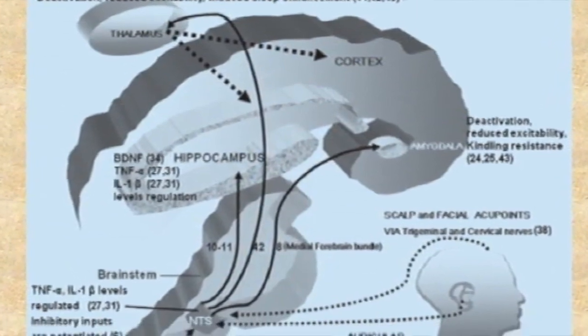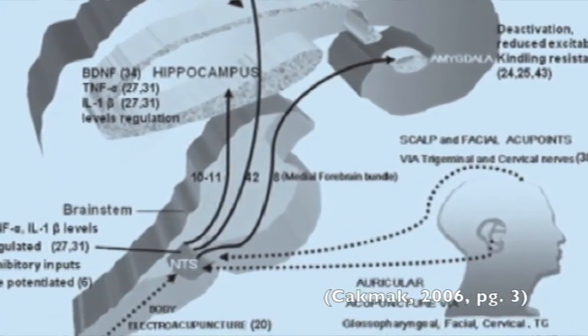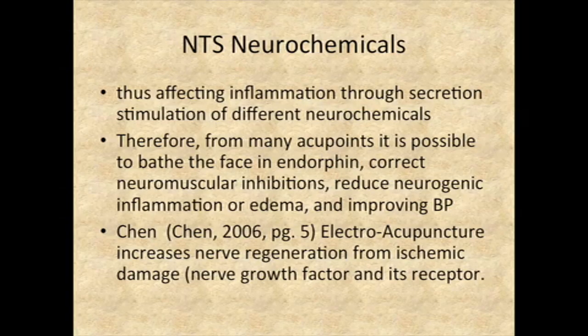Now, Kak did research on the nucleus tractus solitarius here. We can see that at the base of the brain, there is a neural junction that is in charge of the afferents for our nerves. When we look at acupuncture on the body, it is going to go through this neural junction, and therefore it's going to get to our disorders in the body and change the neurochemicals that are being emitted in these places, thus affecting inflammation through the secretion of different neurochemicals. Chen has another study where he's shown acupuncture increases nerve regeneration from ischemic damage.